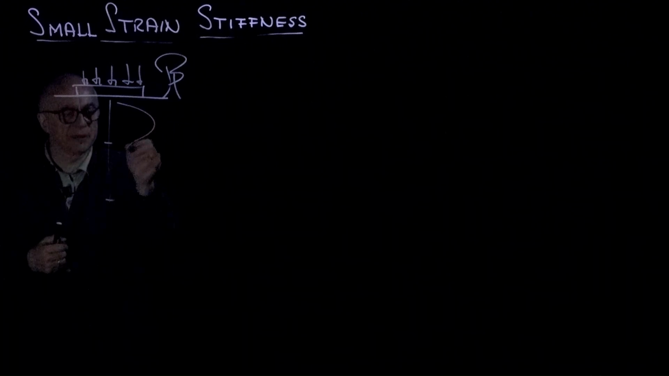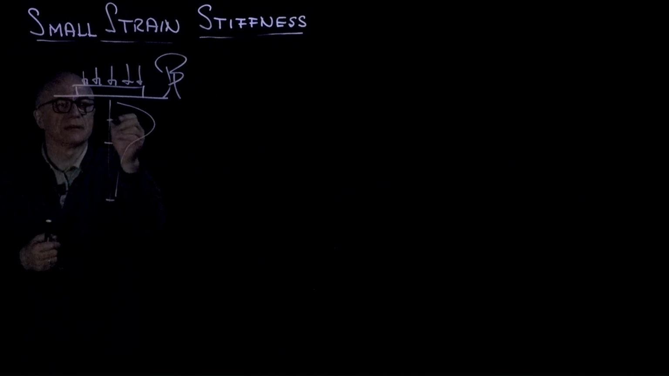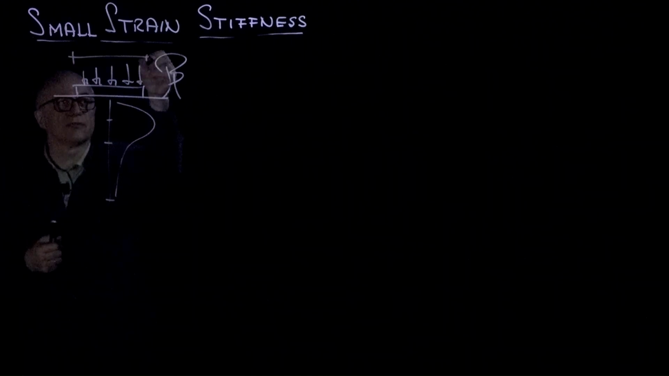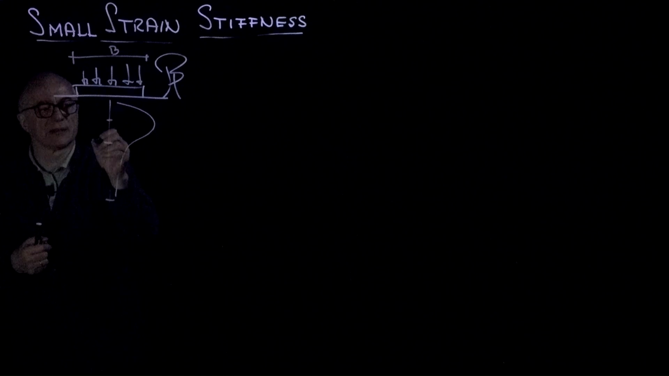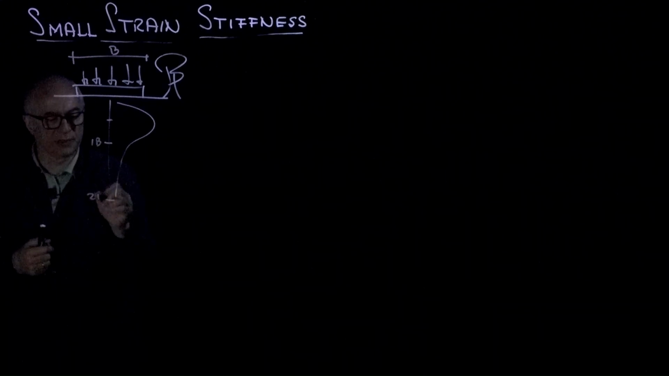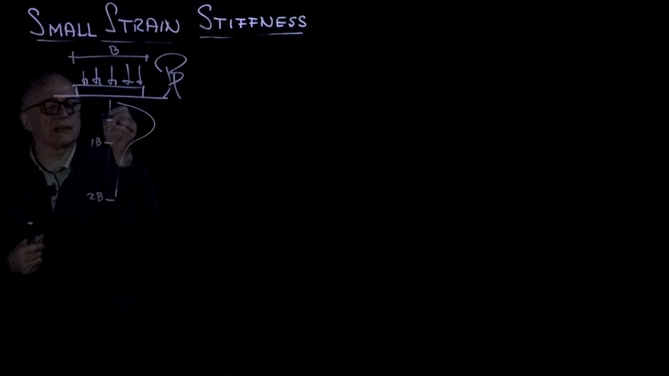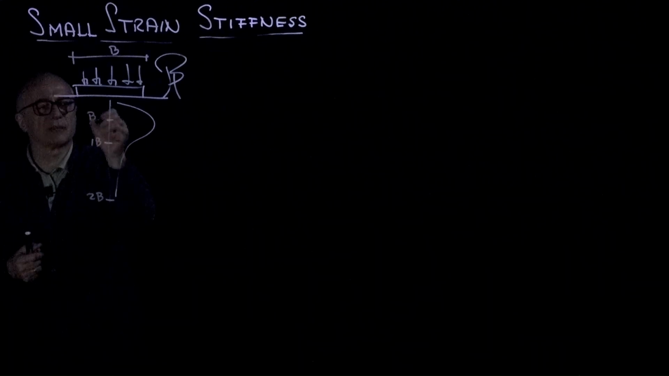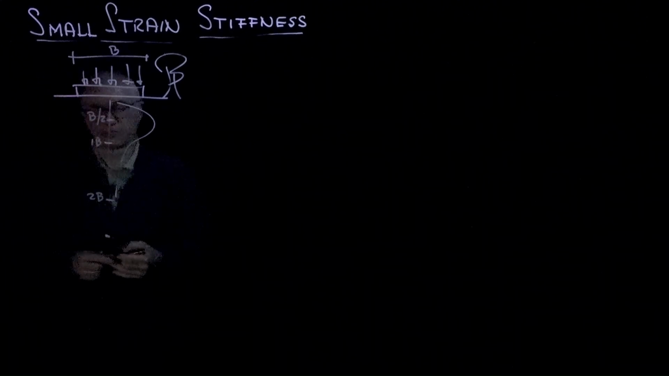Primarily, they take place in the upper region. This is the width of the footing, this is 1B, this is 2B, and the peak of the deformation tends to happen at B/2, let's say for a strip footing.